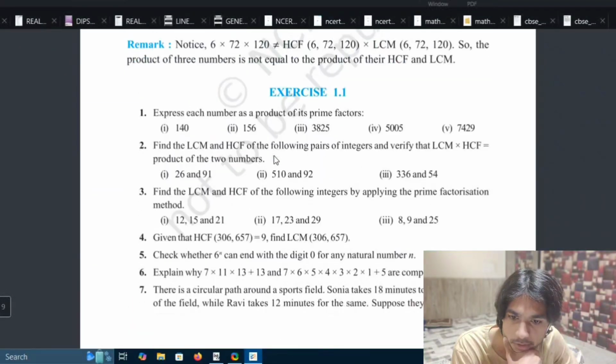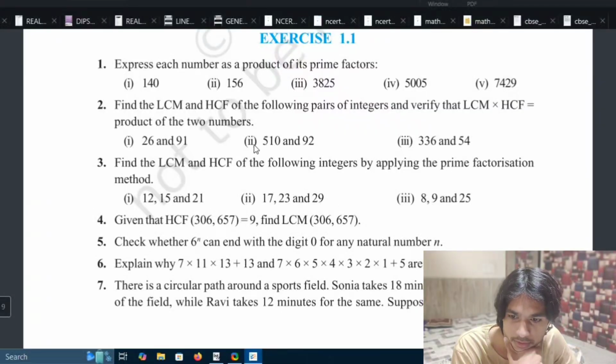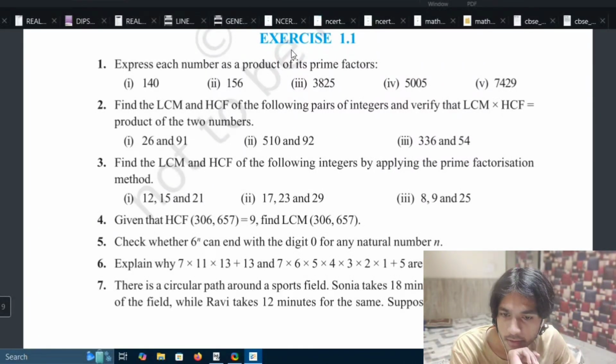Okay, let's just jump directly into exercise 1.1. The first question is, let me zoom it. It will appear a little less pixelated on the screen if it is zoomed, so I'm just going to do it. Exercise 1.1. Express each number as a product of its prime factors. So we have to simply write all of these numbers as prime factorization: 140, 156, 3825, 505, then 7429. I will leave 140 and 156 up to you. You can simply do it.